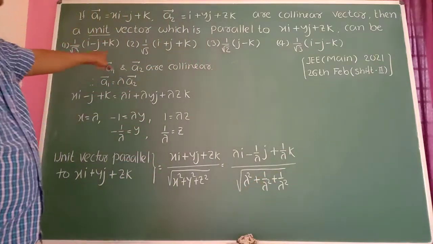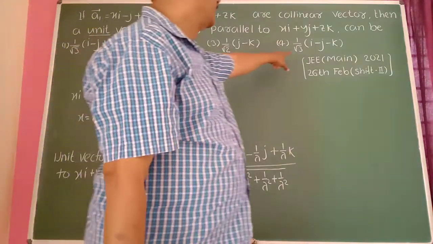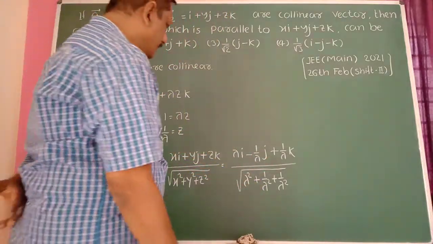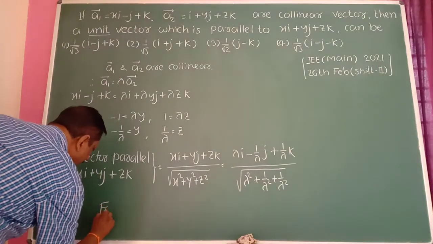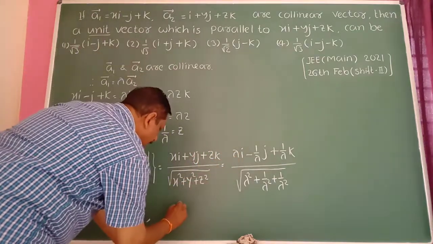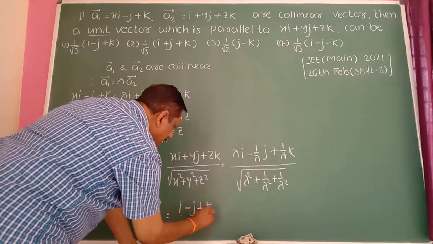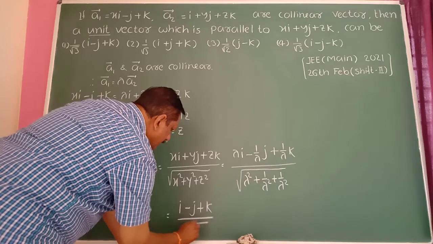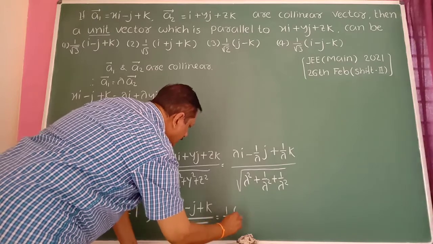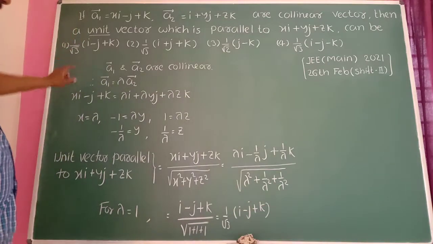You just observe each and every option here. The denominators are root 3, root 3, root 2 and root 3. Suppose if you put lambda value 1 here, we get root 3. Therefore, for lambda equal to 1, this gives i minus j plus k divided by root of 1 plus 1 plus 1. Therefore 1 by root 3 into i minus j plus k. Then obviously the first option is correct.